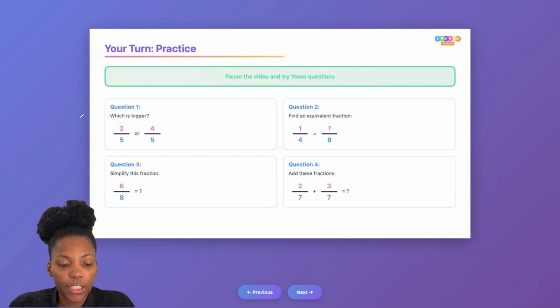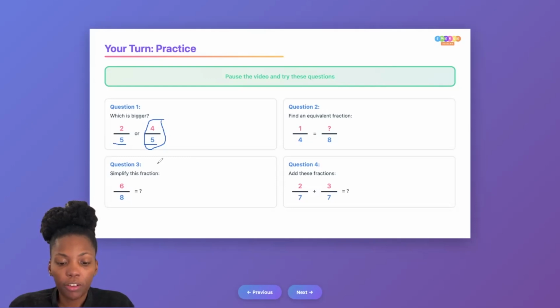So which is bigger, 2/5 or 4/5? Well, we know that the denominators are the same. So what we're going to look at is the top number. And we can see that 4 is bigger than 2. So we know that 4/5 is bigger.